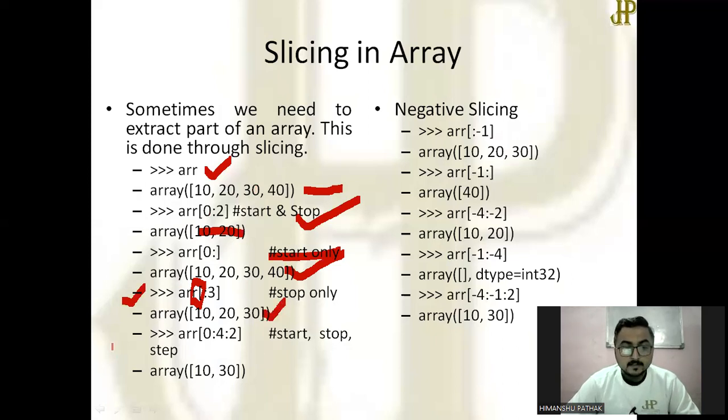And in the last example, I have given all the three values, that is start, stop, and step. What are they? 0 to 4 minus 1, that is 3. So I have taken all the elements, but step size is 2. So I want to skip one element and then print the second element. Then the third element will be skipped, the fourth element will be printed. So here the first element is printed. Now the second element is skipped. Now 30 is printed.